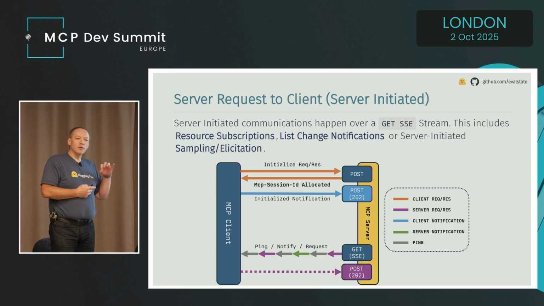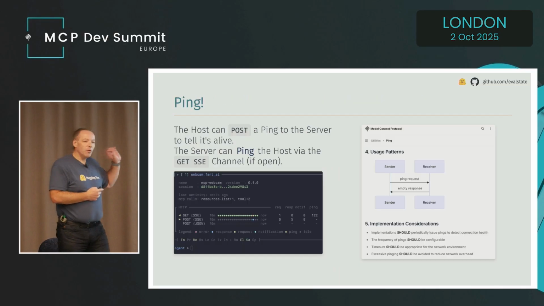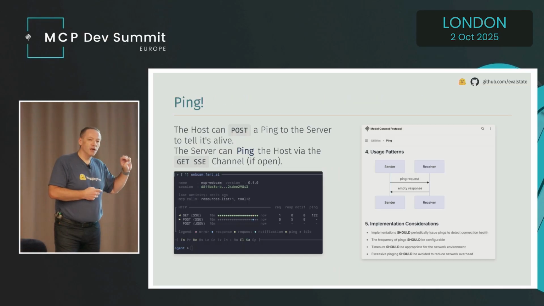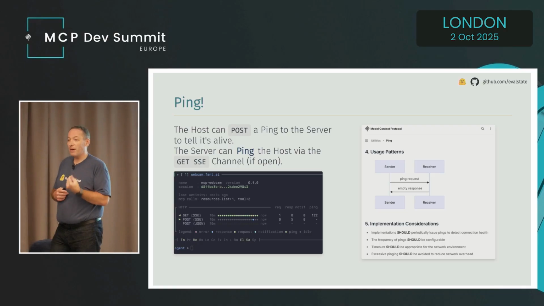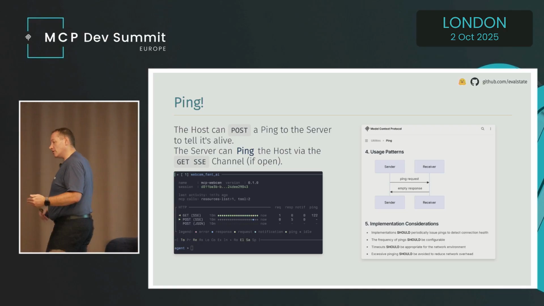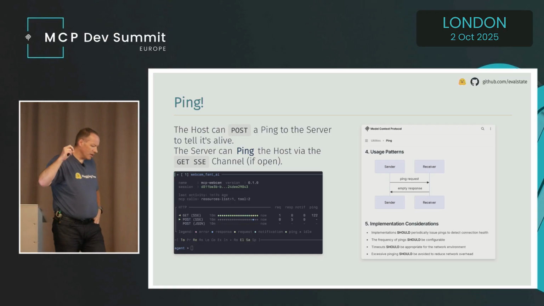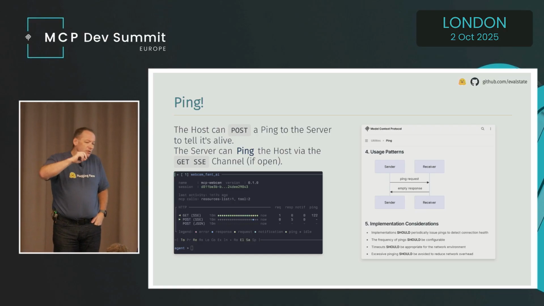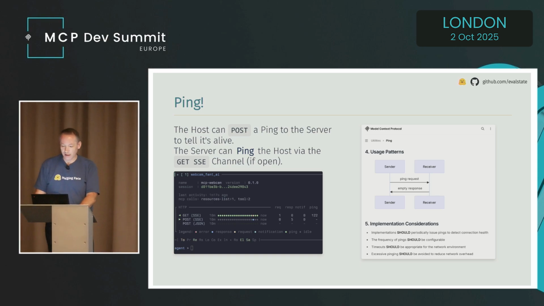Another thing, which I don't know if anyone here has read the transport spec. I'm not seeing many nods. It's not actually within the transport spec. It's one of the utilities, but we should also make sure that the connection is kept alive using pings, right? So host applications can connect to the MCP server and send it a ping to make sure it's there. And if we've got this GET channel open, then the pings from the server to the host come from the GET channel, and we can service those pings, and the server can tell it's alive.